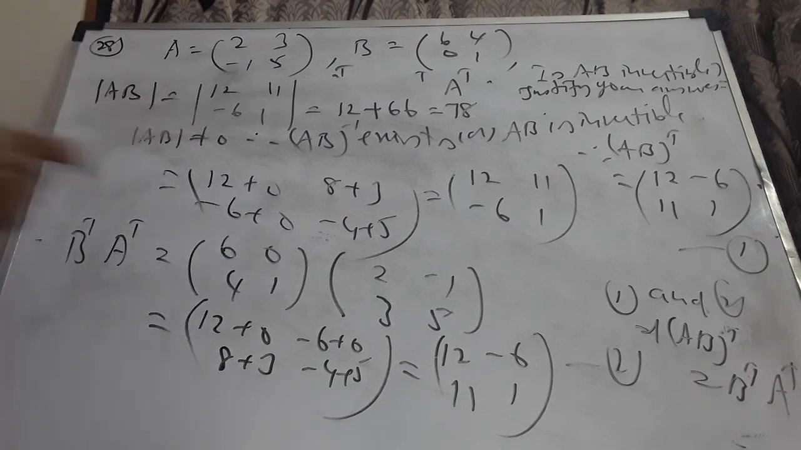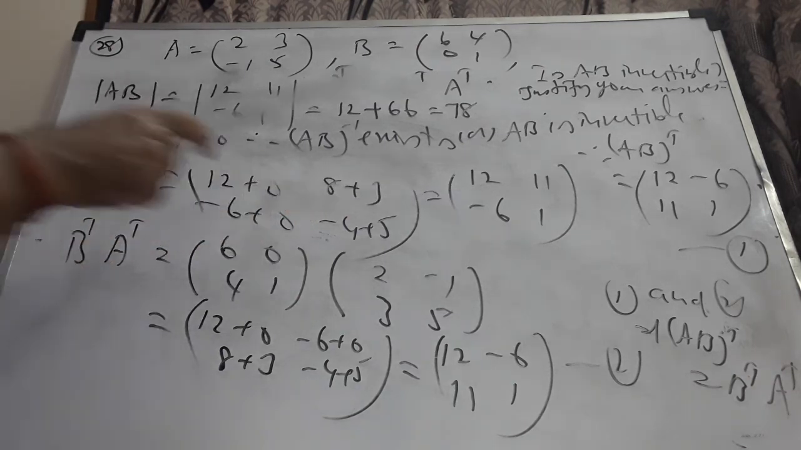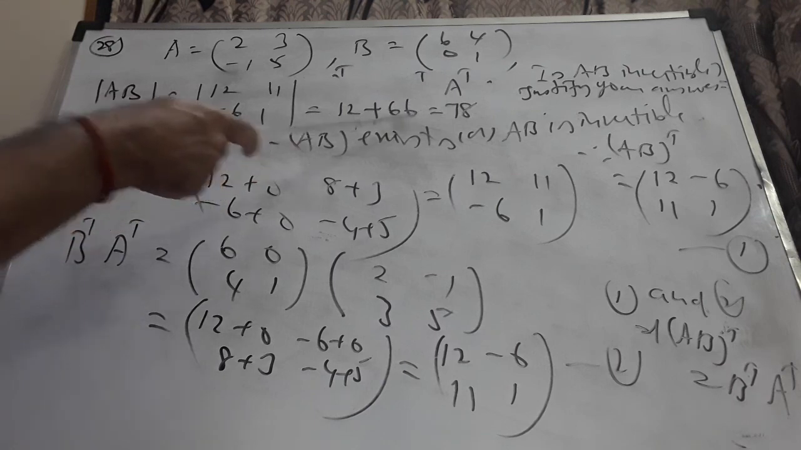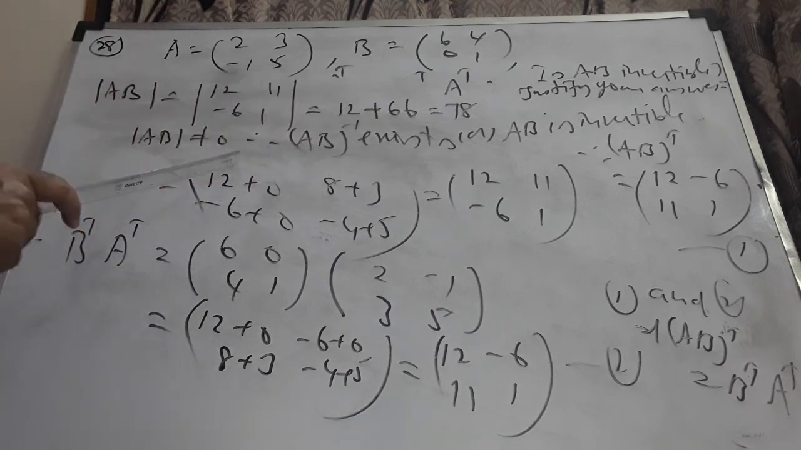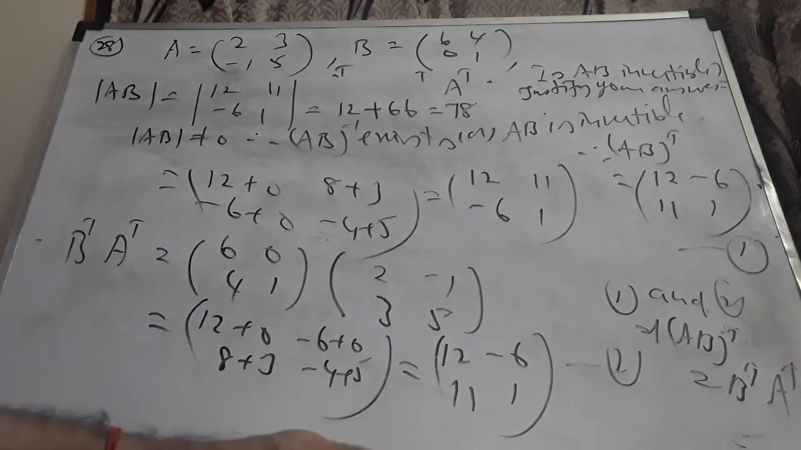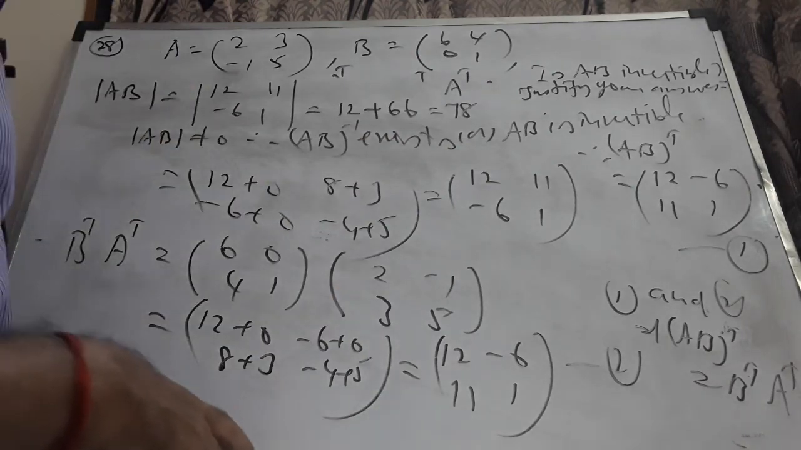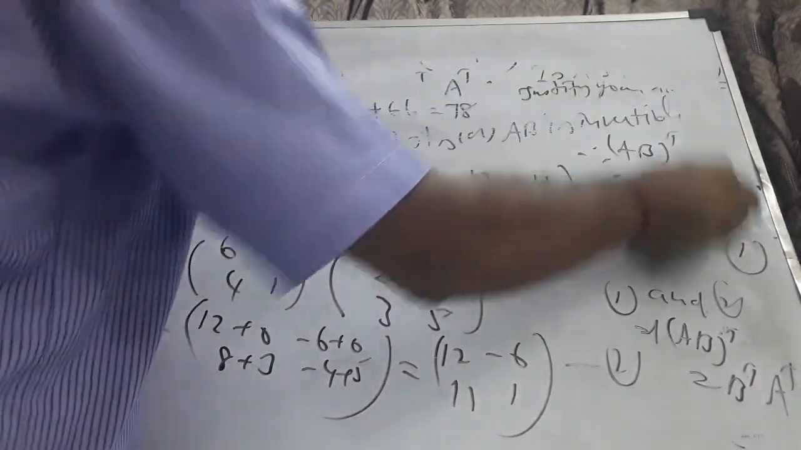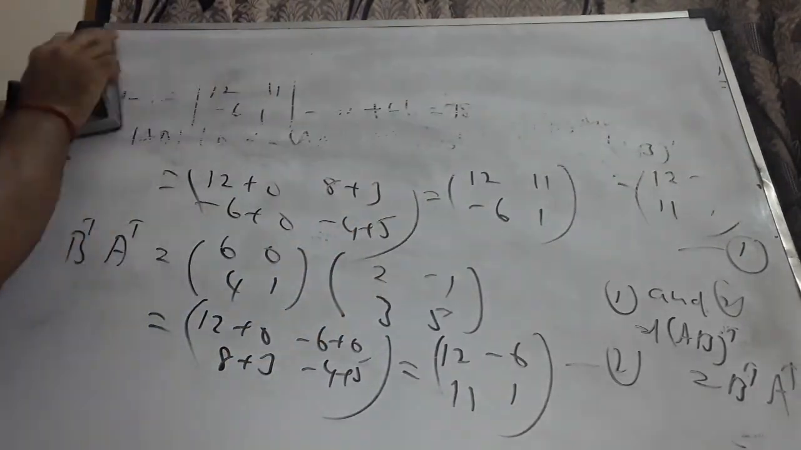Think of determinant AB. This is my AB: 12, 11, minus 6, 1. 12 into 1 is 12. Minus 6 into 11 is 66. 66 plus 12 is 78. Determinant AB is not equal to 0. Therefore, AB inverse exists, or AB is invertible. That is the second part I was supposed to do. That is the second part of the answer of the 28th question.